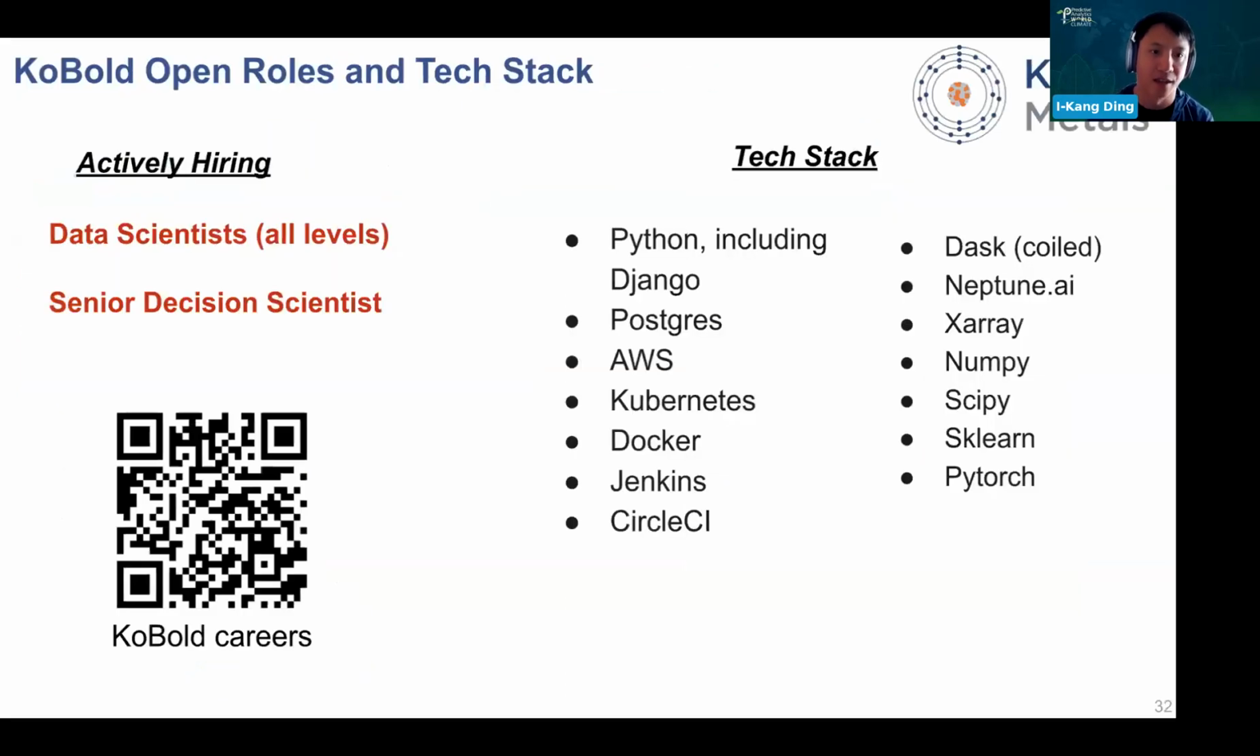And I should note that at Cobalt, we are actively hiring data scientists of all levels, and we're also looking for a senior decision scientist to help design our intelligent system to guide mineral exploration decisions. The tech stack that we use is Python-centric and AWS-centric. On the geospatial computing side, we use a lot of Dask and Xarray in our data stack. So with that, I would like to conclude my talk and see if there are any questions.